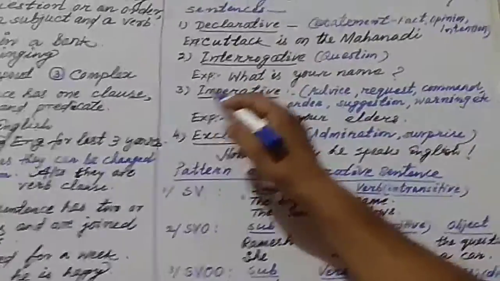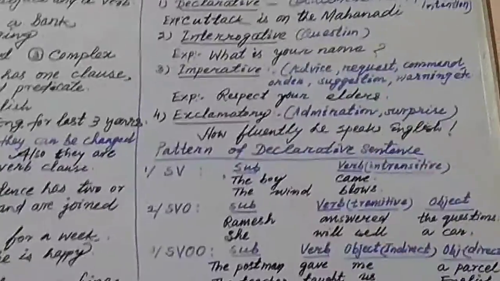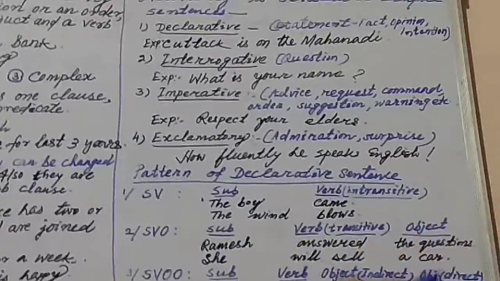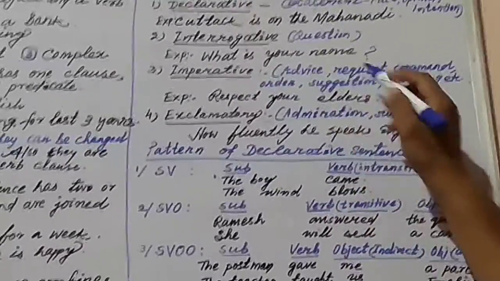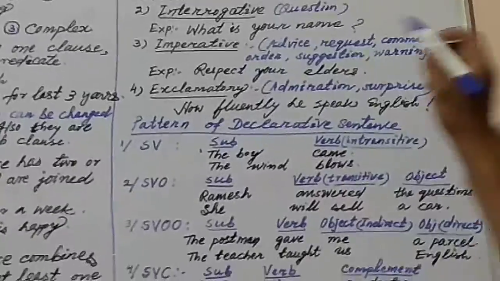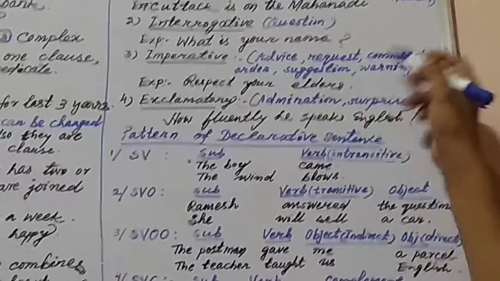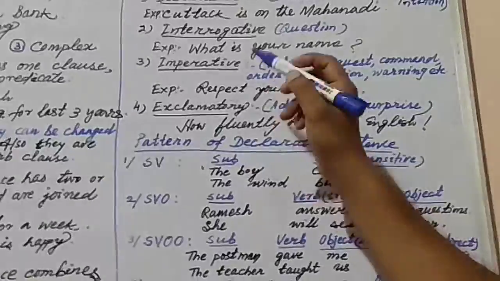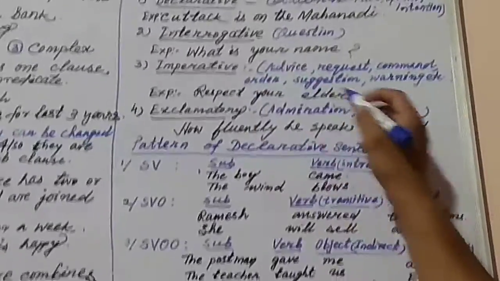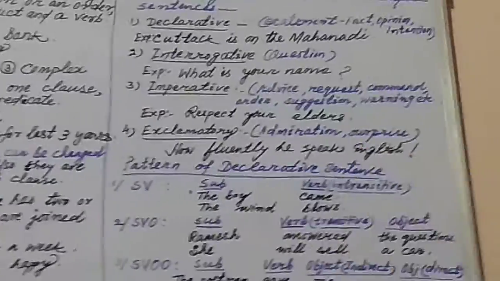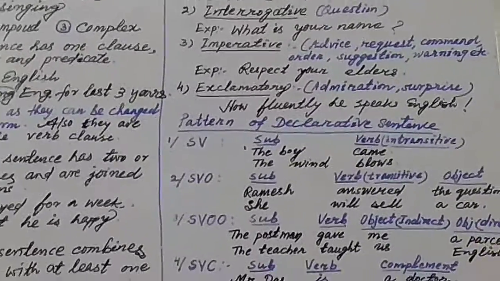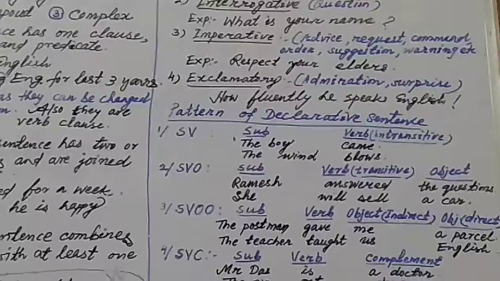Okay. And third one is imperative sentence. What is imperative sentence? Imperative sentence expresses an advice or request or command or order or suggestion or warning, etc. These are the theme, these are the idea. To express this, we use imperative sentence. For example, respect your elders. Or you can say also, take this medicine twice a day. This is an advice.